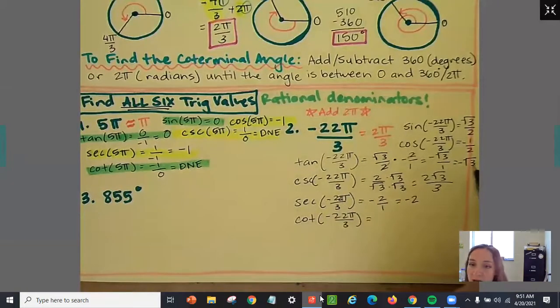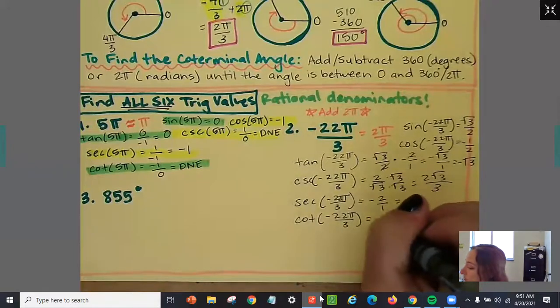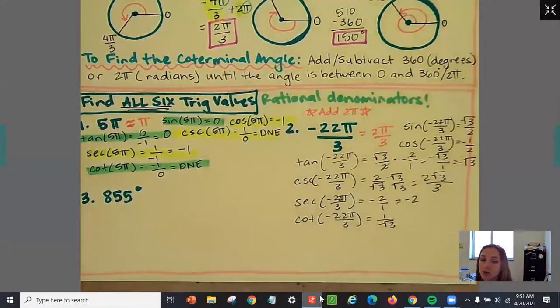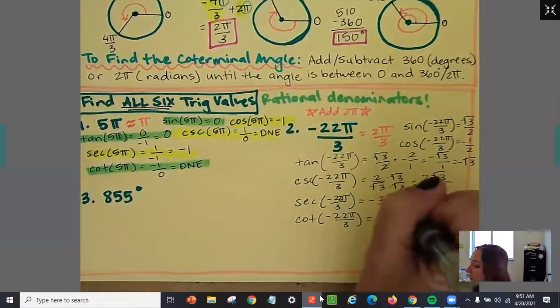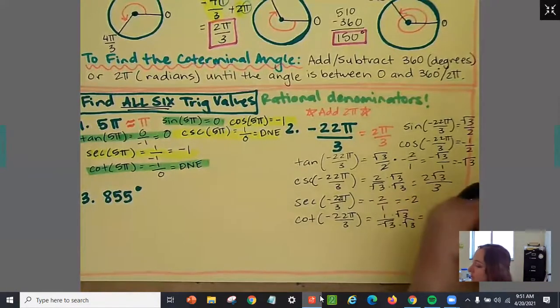So here is our tangent. We have root 3. Since it was negative root 3, it's going to be 1 over negative root 3. But this does not have a rational denominator, so we are going to multiply both the top and the bottom by root 3. And 1 times root 3 is just root 3. So we're going to get negative root 3 divided by root 3 times root 3, which is just 3.